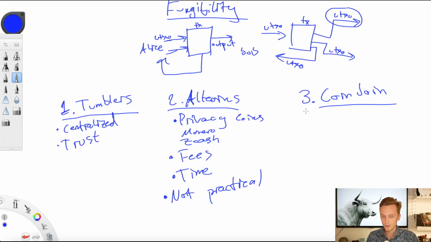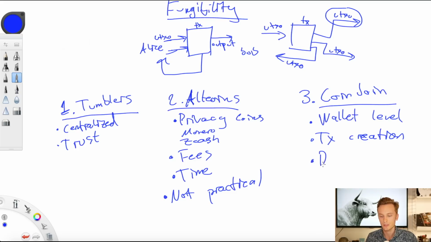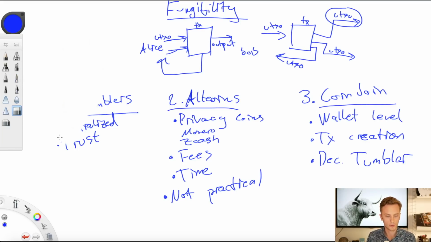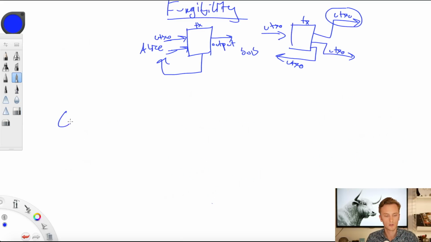But CoinJoin is an actual solution to this problem, which is on the, I would say, wallet level, meaning on the transaction creation level, where we can sort of collaborate in creating transactions that are more obfuscated. It is sort of like a decentralized tumbler. And I'm going to explain how it works and how you can use it, how it's actually now becoming user-friendly, because in 2013, I can tell you, it was not. So what is CoinJoin and how can you use it? Let's get rid of this. So let's talk about CoinJoin.